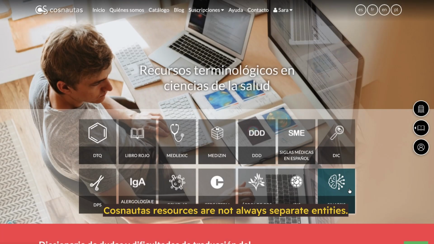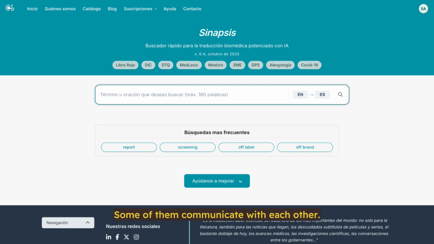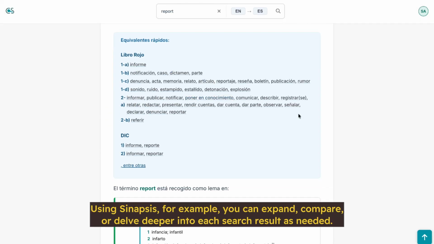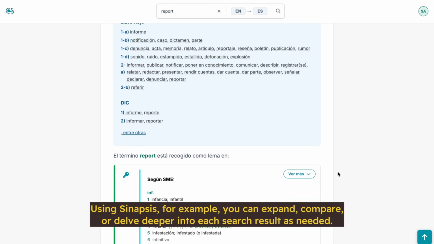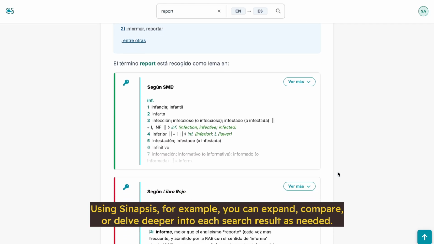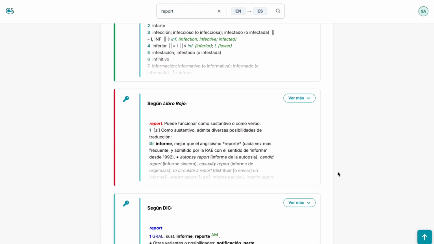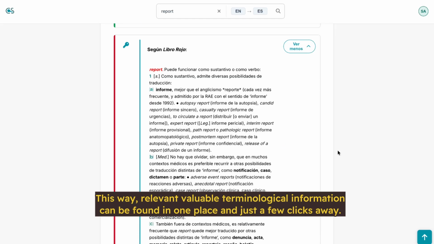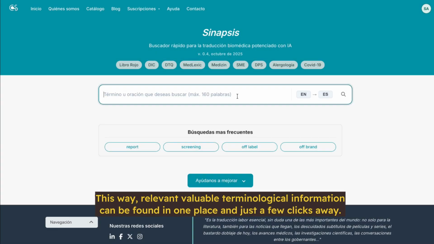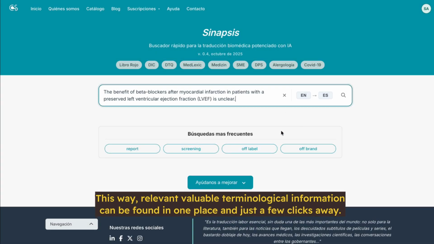Cosnautas resources are not always separate entities. Some of them communicate with each other. Using Sinapsis, for example, you can expand, compare, or delve deeper into each search result as needed. This way, relevant, valuable terminological information can be found in one place and just a few clicks away.